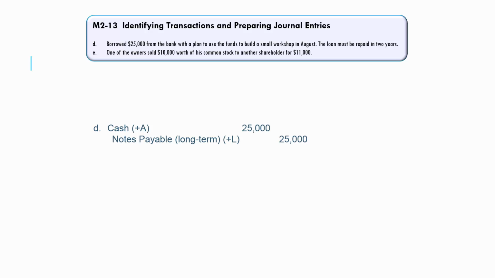So the cash is going to go up, and we are also going to have an increase in our liabilities of $25,000. Saying that the loan will be repaid in 2 years tells us that it's not current. So when we do our balance sheet, we're just going to keep track of this, and we're going to know that loan must be repaid in 2 years, not within 1, so it can't be current.